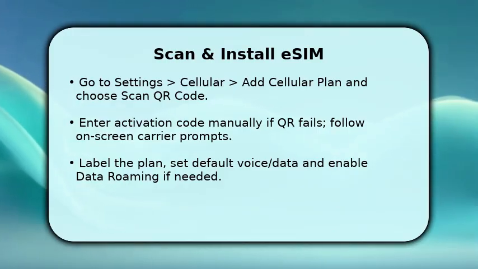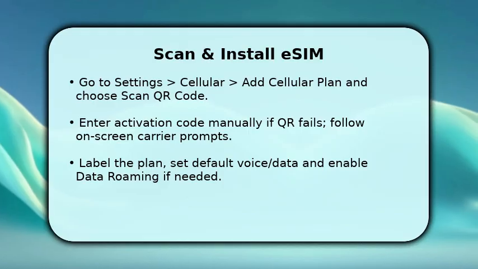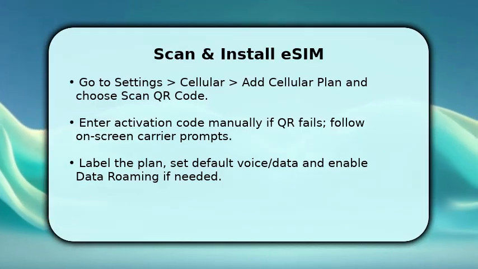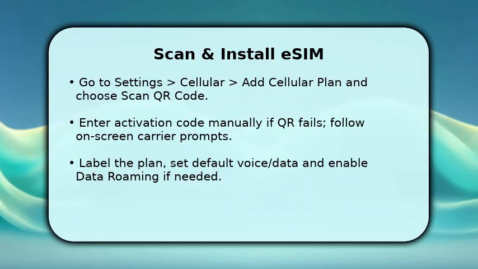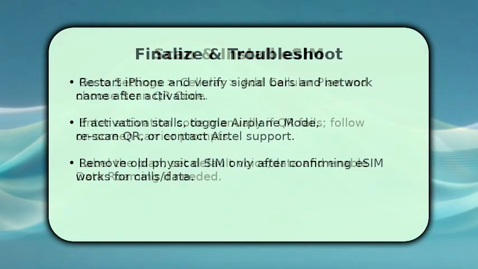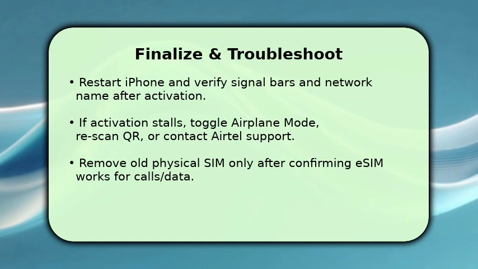Make sure you choose which line is default for voice and cellular data. This decision affects calls and mobile data immediately, so select according to your usage. Finish by restarting your iPhone and checking for the Airtel network and signal bars.